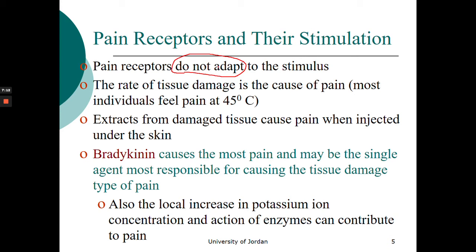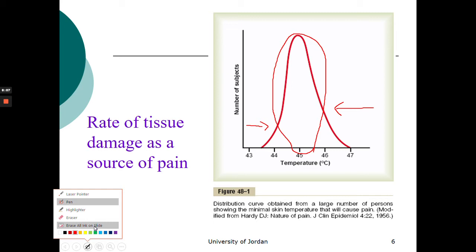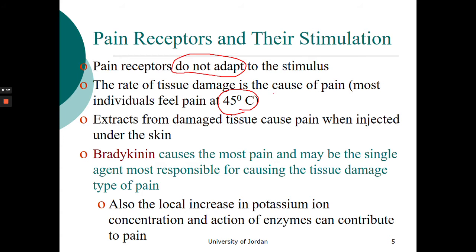The rate of tissue damage is the cause of the pain. Most individuals feel pain around 45 degrees centigrade. So look at that experiment here. They took 100 people and exposed them to different temperatures and saw when they feel pain. Most of the people feel pain around 45 degrees. Some people have a higher threshold for pain. They don't feel pain unless they are exposed to higher temperature. Other people have a low threshold for pain. They feel pain at even lower temperatures. So this is the experiment. As you see, the number of people that feel pain, they feel it around 45 degrees. So here, the rate of tissue damage is the cause of pain. Most people feel pain around 45 degrees.